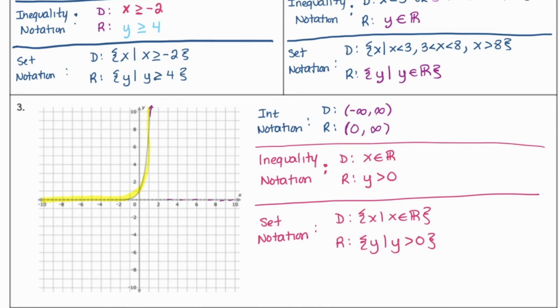All right, so here's my inequality notation. We're dealing with x exists in the set of reals, and my range would be y is greater than 0. For my set notation, x such that x exists in the set of reals, and my range would be y such that y is greater than 0.